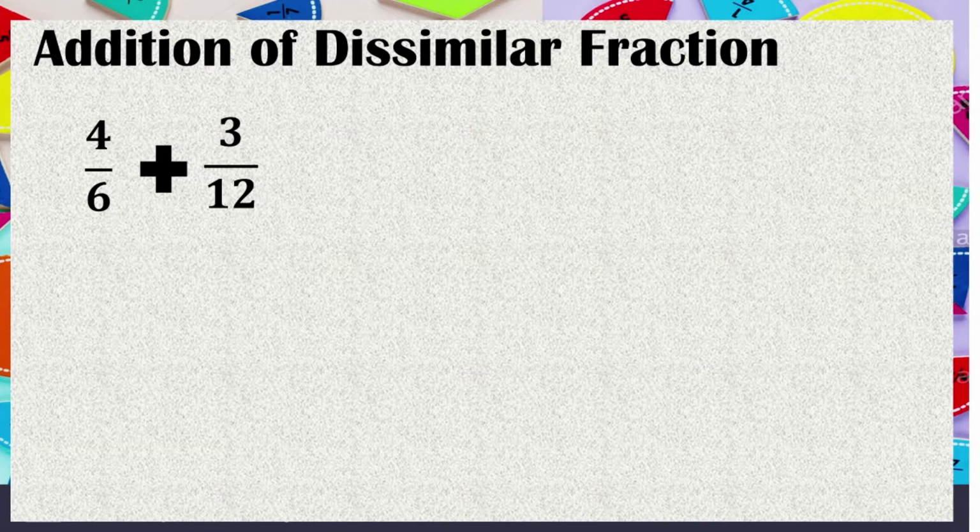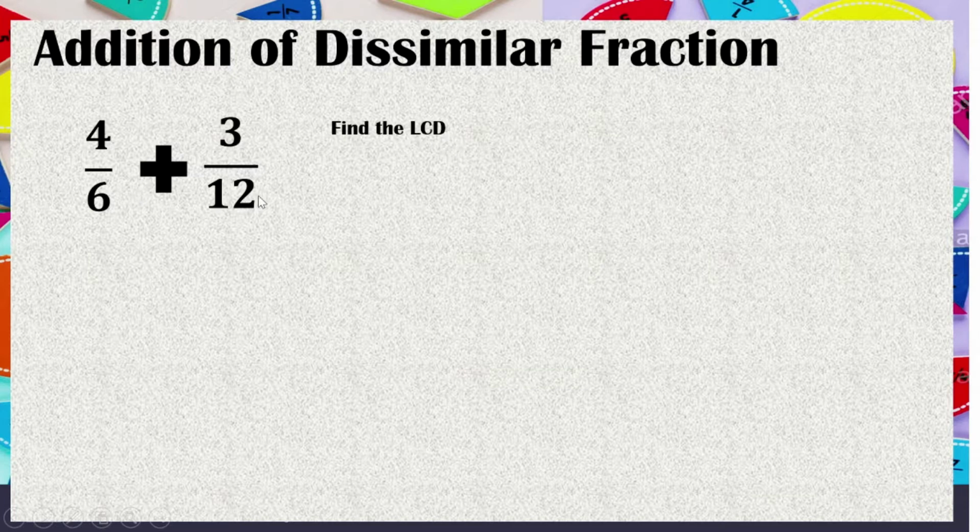Okay? So, first example, meron tayong 4 over 6 plus 3 over 12. So, they have different denominator. So, dissimilar fraction sila. So, ano muna ang ating gagawin? Una, kukunin natin ang least common denominator. Okay? So, find the LCD, least common denominator.